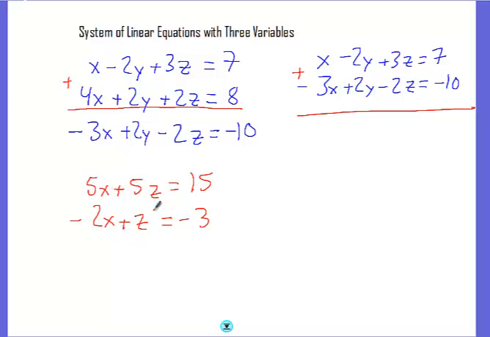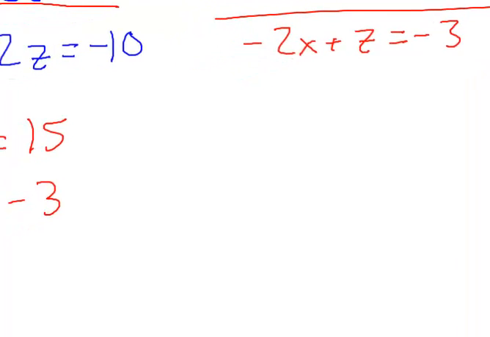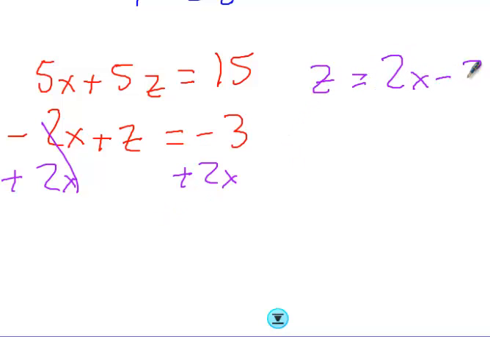Now you can solve this any way you would like. You can solve it using elimination. You can solve it using substitution. Whatever you enjoy or whatever you prefer. All right, what I would like to do is I'm going to solve this using substitution. So I'm going to get this z by itself. So I'm going to add 2x, add 2x. So it becomes z equals 2x minus 3.